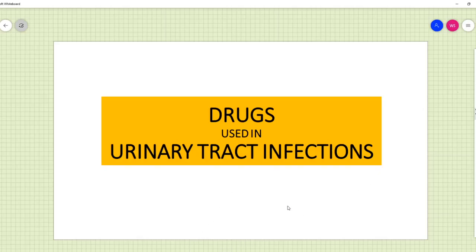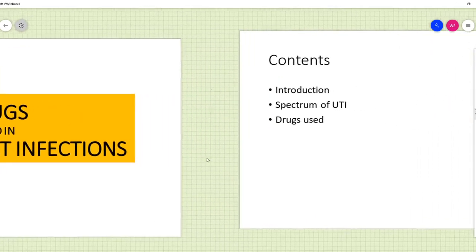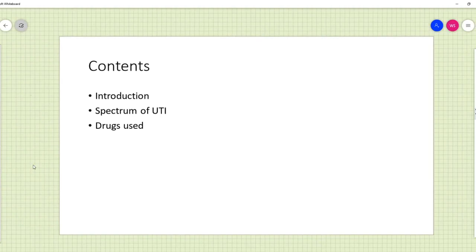Today, we're going to talk about the drugs used in urinary tract infections. During the course of our discussion today, we're going to talk about the introduction, the spectrum of UTIs and the drugs used.